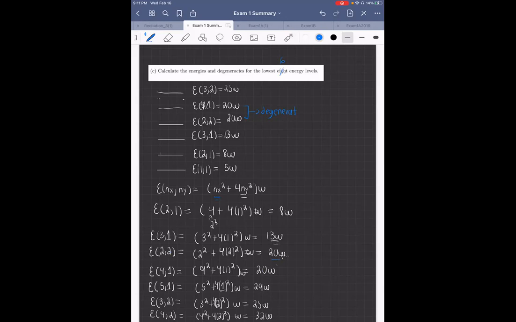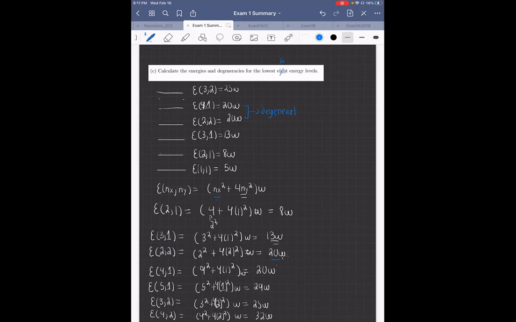In this question, they ask you for 8. Wait, I'm confused. Do the values matter? It says calculate the energy and the degeneracies. Do you just put out the values, or does it have to be a certain value? I don't get the part where you said if it's bigger than.